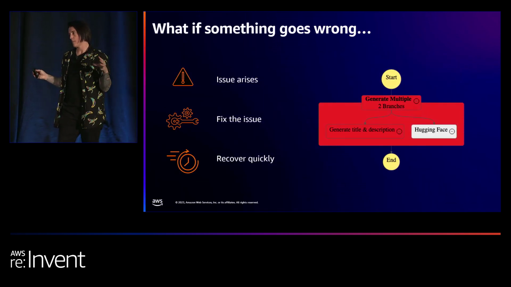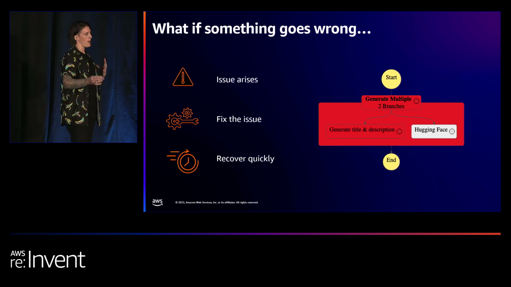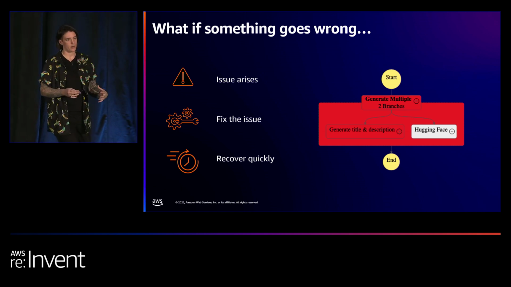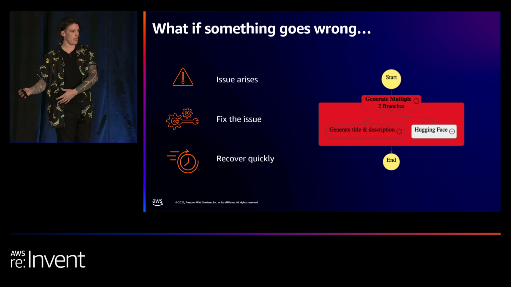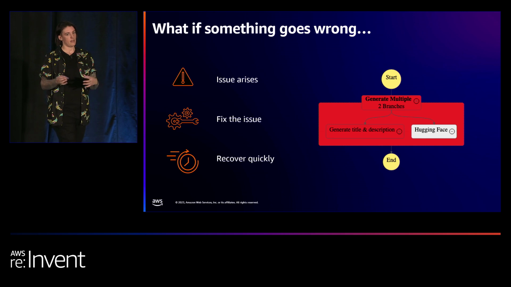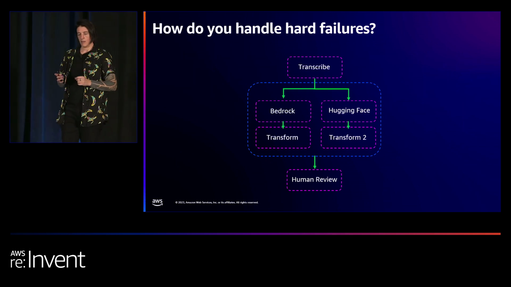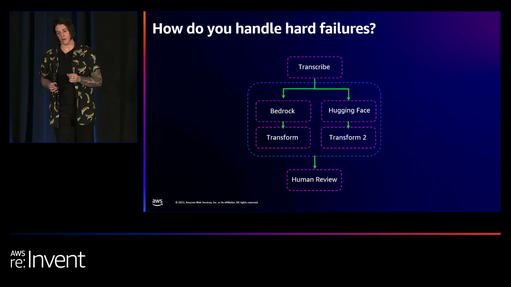So what happens if something goes wrong? How do we deal with that? Well, normally we get an issue, it pops up, we fix the issue, and then we recover quickly. But in a parallel state, we have the challenge that something might have completed successfully, and the other branch now fails. Previously, this is how we would handle failures.